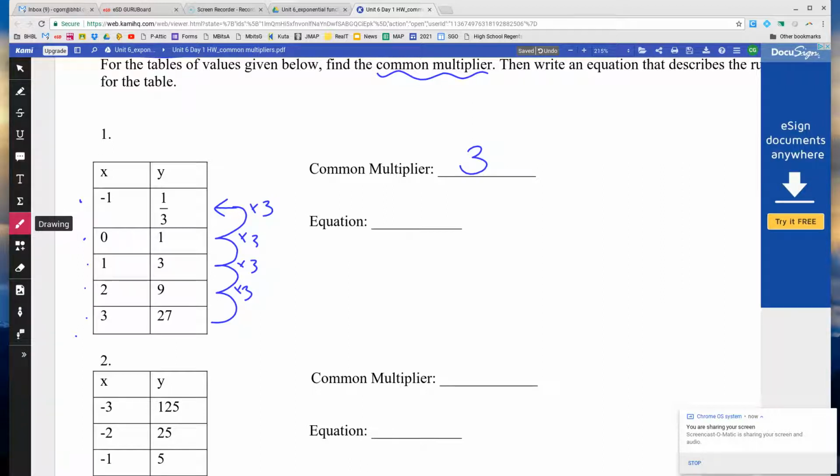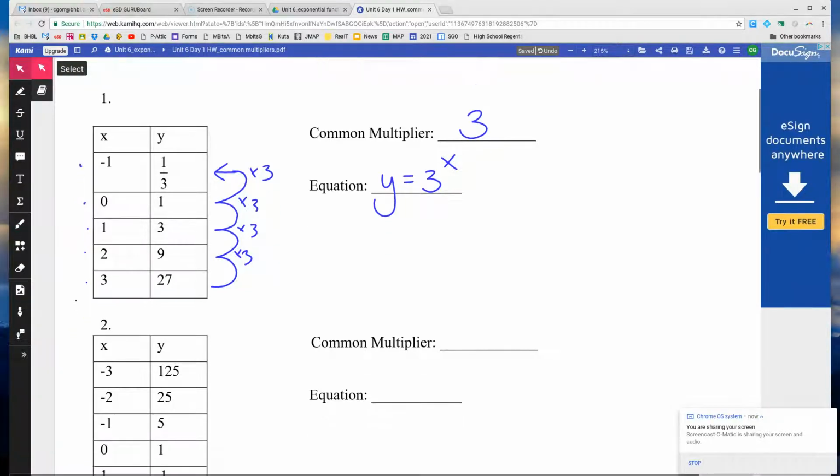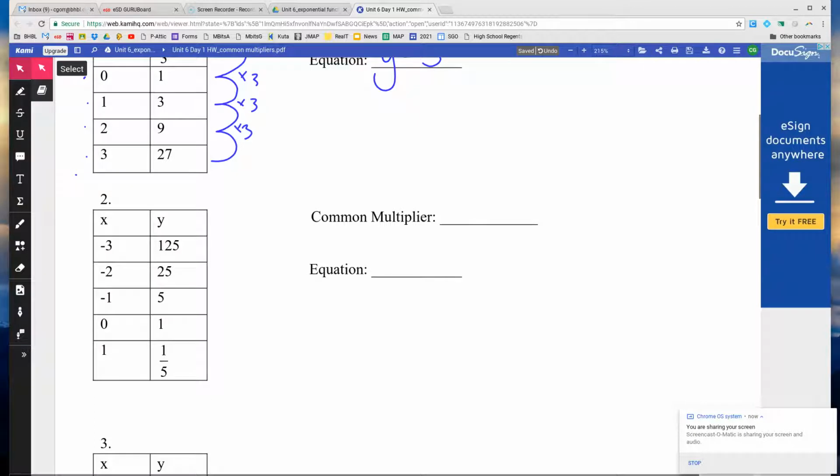So I'm noticing that if I have a common multiplier and I have a multiplicative type pattern here, then my equation will be y equals 3 to the x. Taking a look at number 2. Again, looking at the pattern.